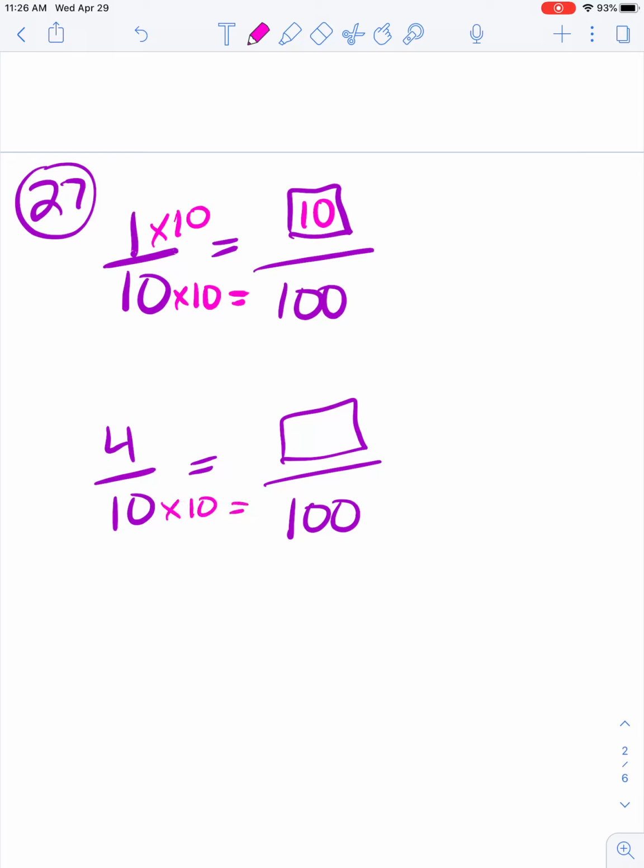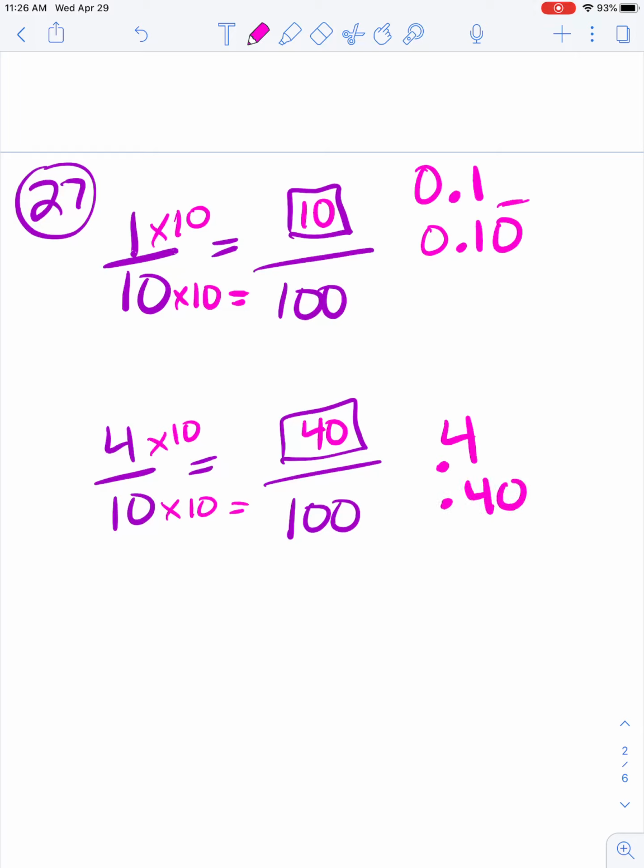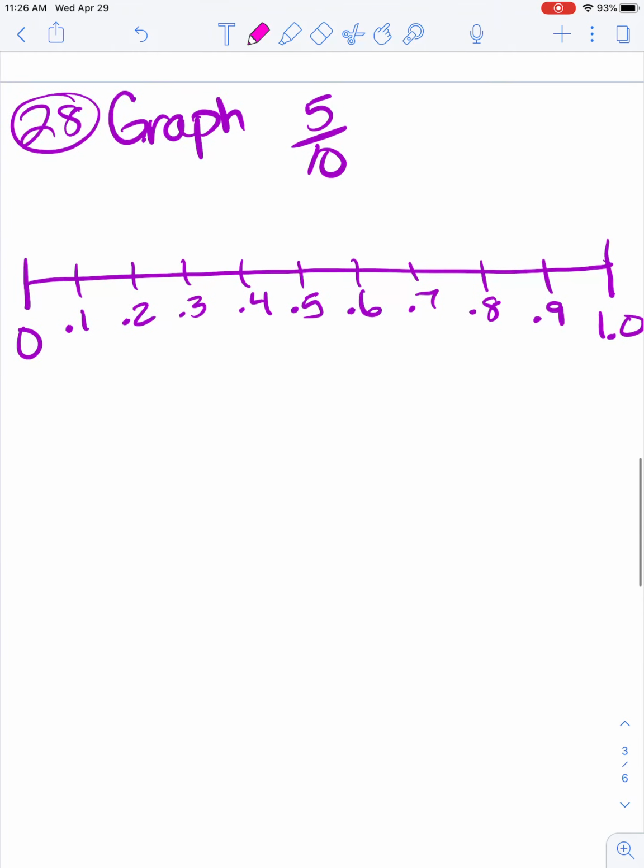Same thing here, getting bigger. I know 10 times 10 is 100. Whatever I do to the bottom, I do to the top. 4/10 is the same as 40 hundredths. If you looked at that as a decimal, that would be 1/10 or 10 hundredths. Same thing, just without that 0. Here we have 4/10 or 40 hundredths.